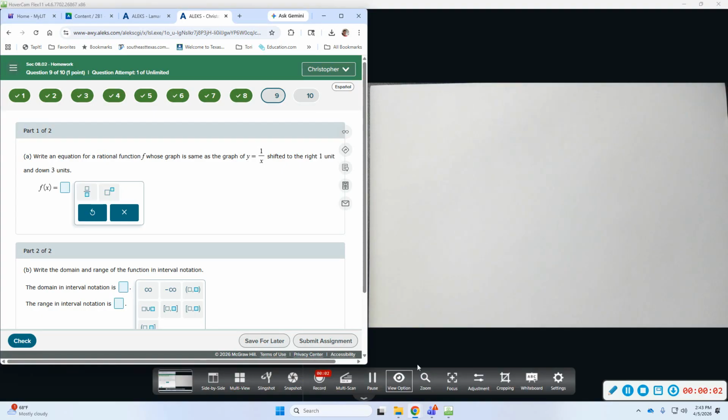All right, number 9. We want to do the two parts. We're going to write the equation for a rational function, same graph as y equals 1 over x, but it's shifted right 1 unit and down 3 units. All right, so this is going over transformations. We want to move the graph.